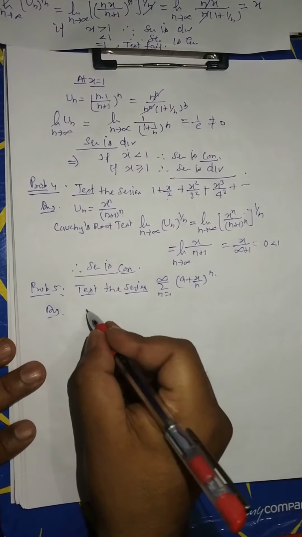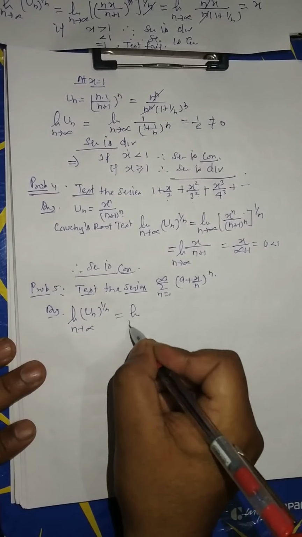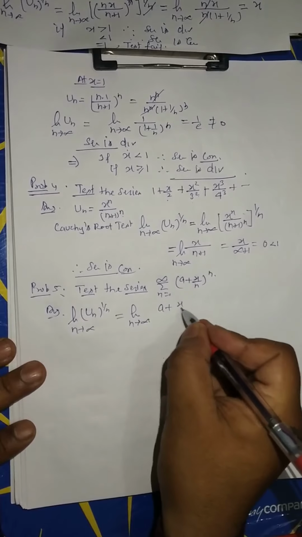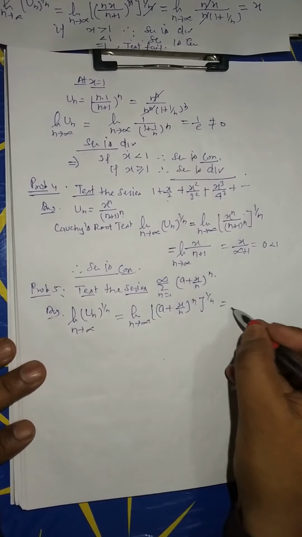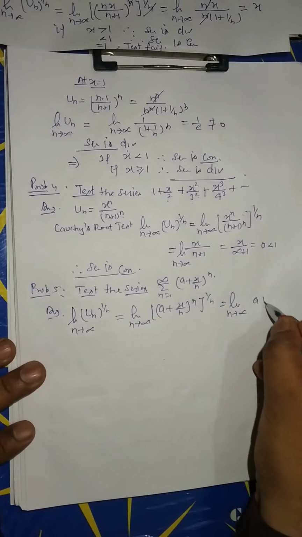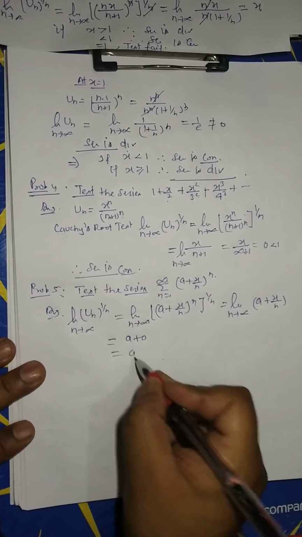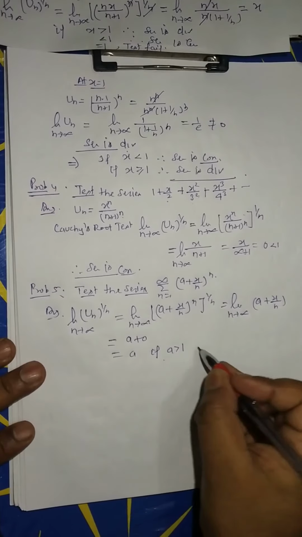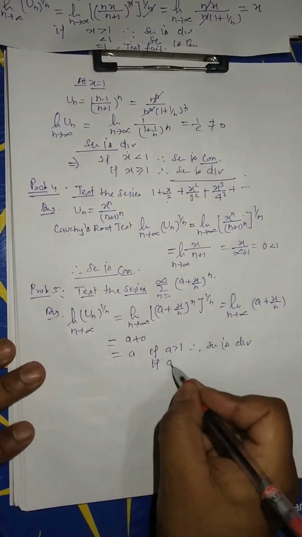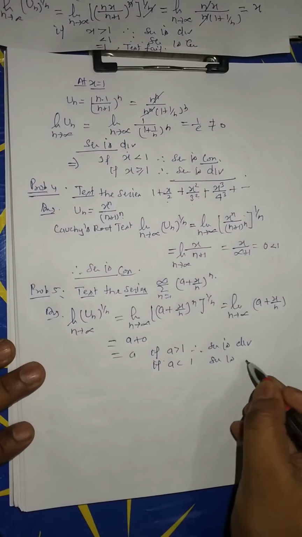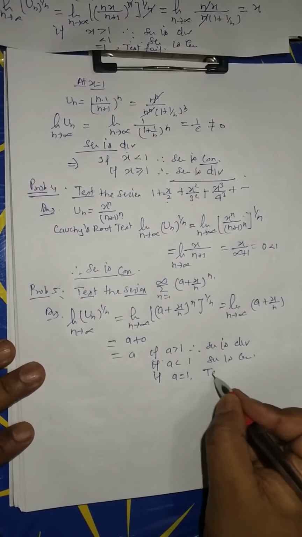By Cauchy nth root test, limit n tending to infinity of un^(1/n) is equal to limit n tending to infinity of ((a + x/n)^n)^(1/n), which is equal to limit n tending to infinity of a + x/n, which is a + 0, that is a. If a is greater than 1, the series is divergent. If a is less than 1, the series is convergent. If a is equal to 1, the test fails.